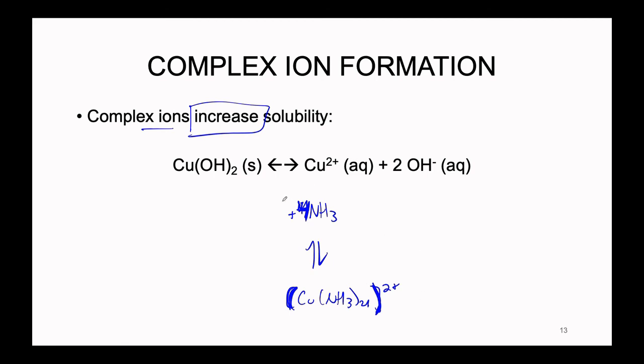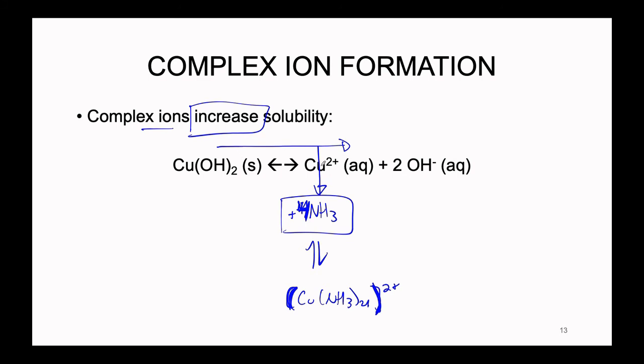But if we add ammonia in the first place, we are going to be decreasing the copper concentration in the first reaction. What this means is that we are going to have to shift from reactant to product to accommodate the loss of the copper. We're going to have to create more product in order to replace the copper that is lost when forming this complex ion with ammonia.